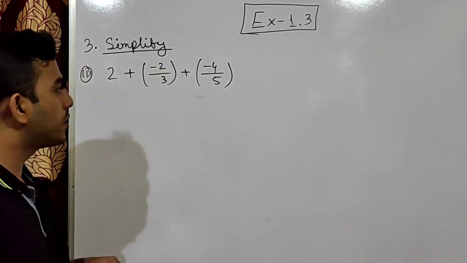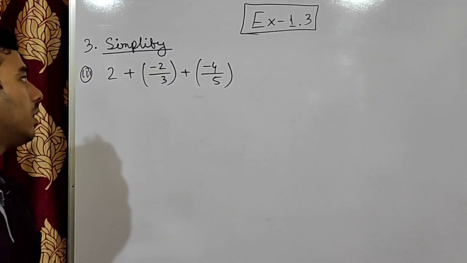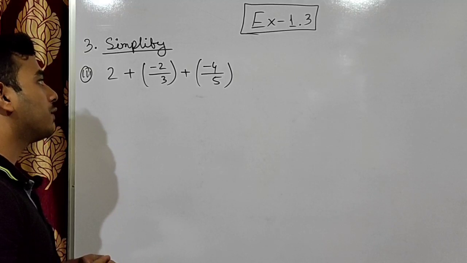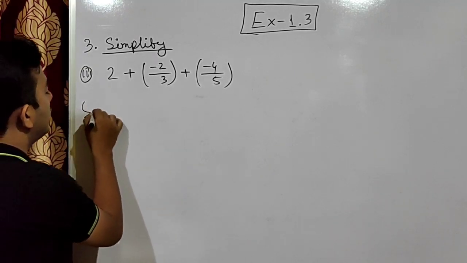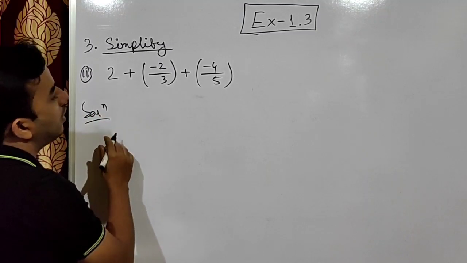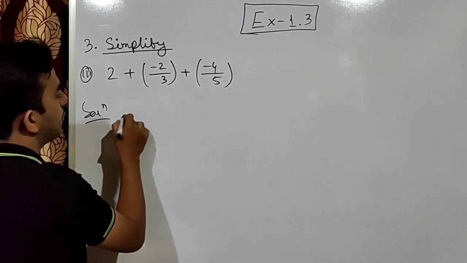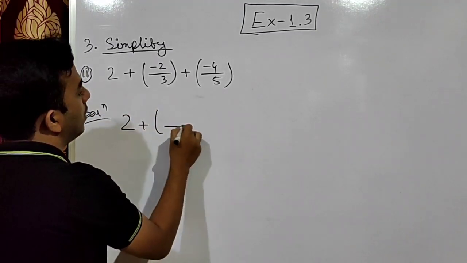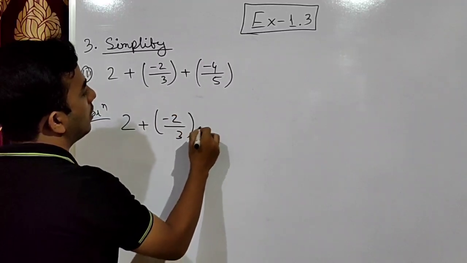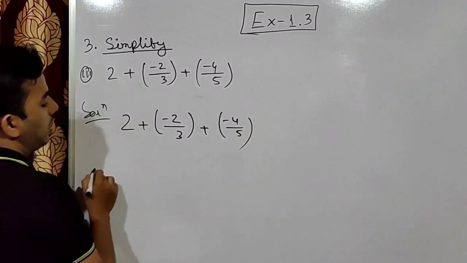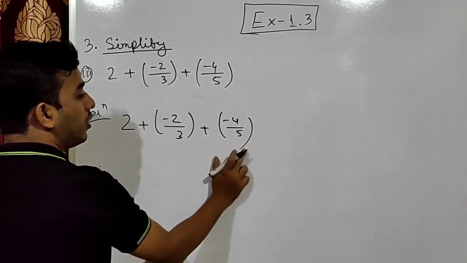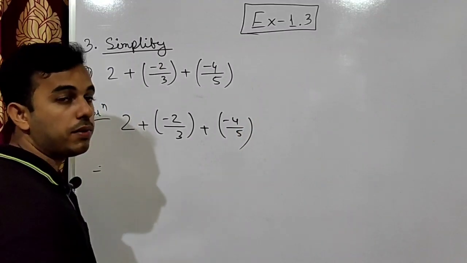So our next expression is 2 plus minus 2 by 3 plus minus 4 by 5. So let us solve. First we will write the solution, then the given expression: 2 plus minus 2 by 3 plus minus 4 by 5. Now our first thing is what? We have to make their denominator same. Okay.